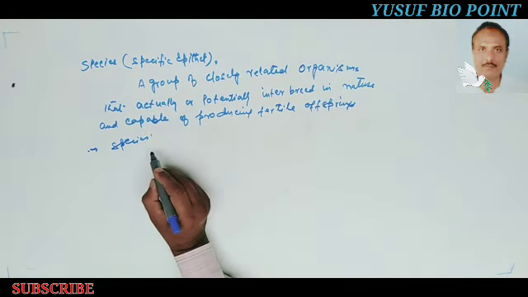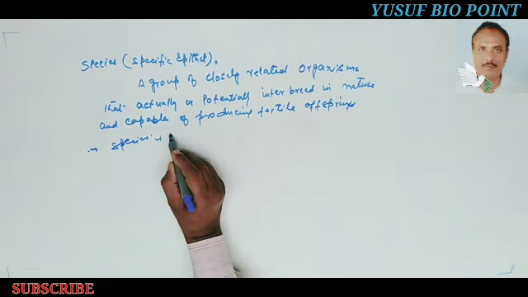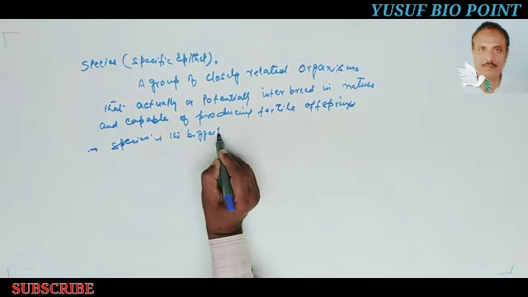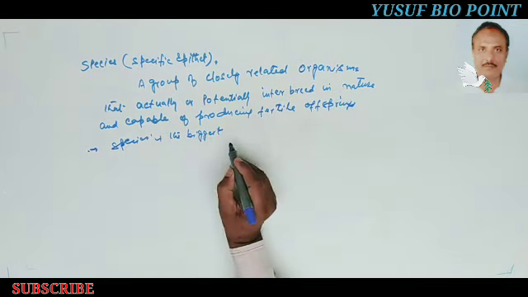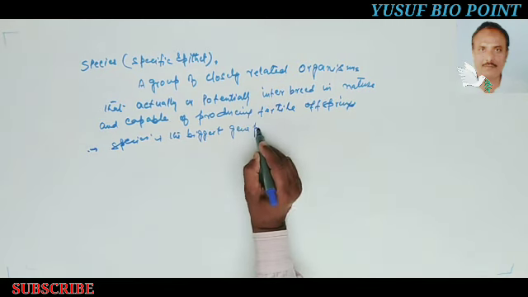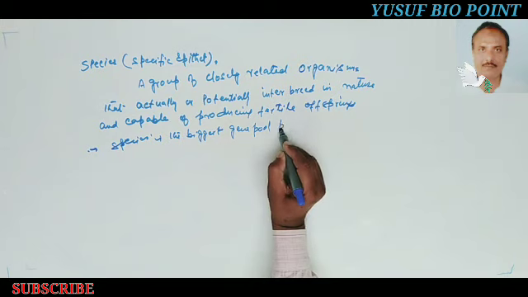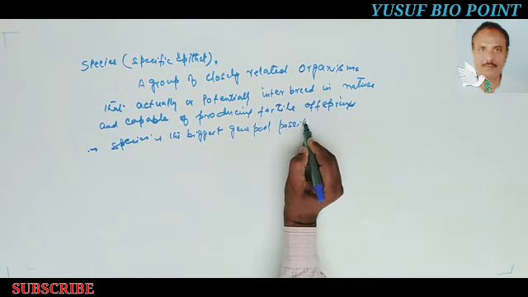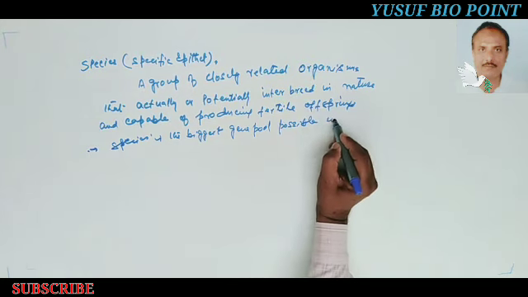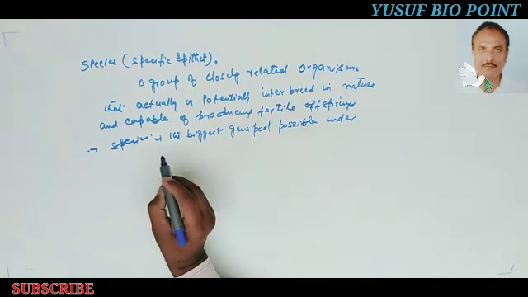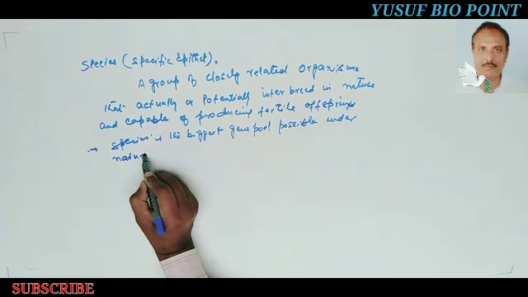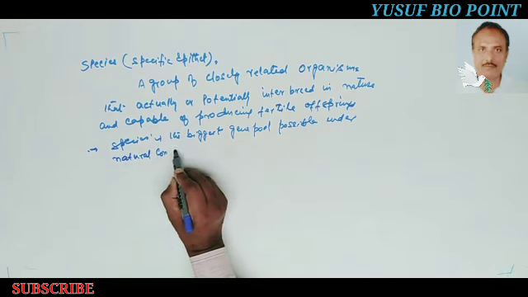We can also say that species is the biggest gene pool possible under natural condition.